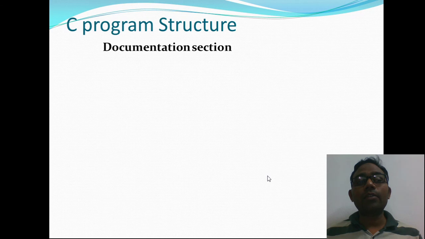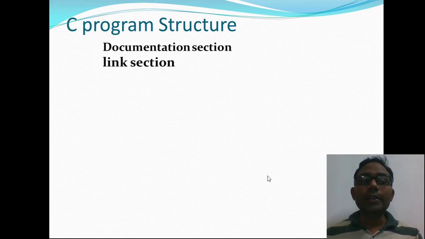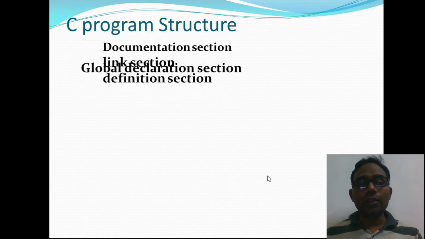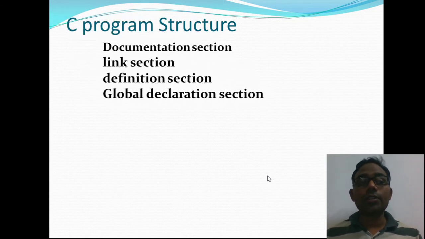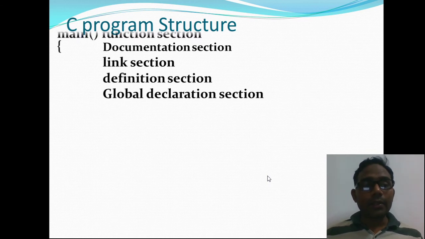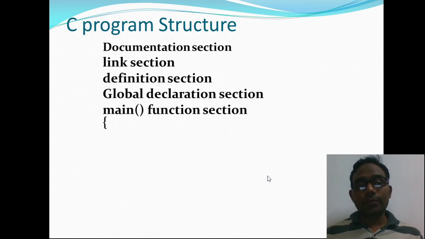First of all, we are having a documentation section where you are going to document the program. Then you are having link section, then followed by definition section, then followed by global declaration section. These are all optional. We are going to see what exactly they are in the next slide. Then we are having main function section. Every program needs to have the main function, and it is the starting point of execution. The first function which gets executed in a C program is main function.